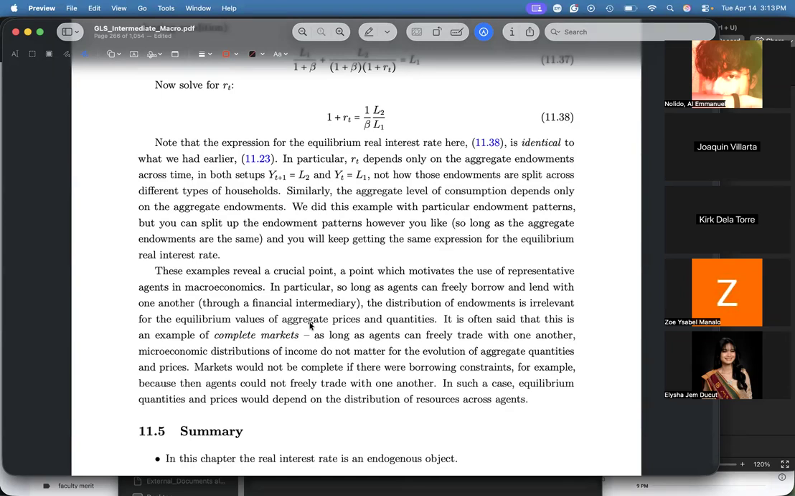Moving forward in macro, of course, all the insights of newer, more difficult models will come from the fact that you have an incomplete market. There are different ways for markets to be incomplete. But an example of that is when agents cannot freely trade intertemporally or with each other. If that's the case, then distributions of income will start to matter to equilibrium results.